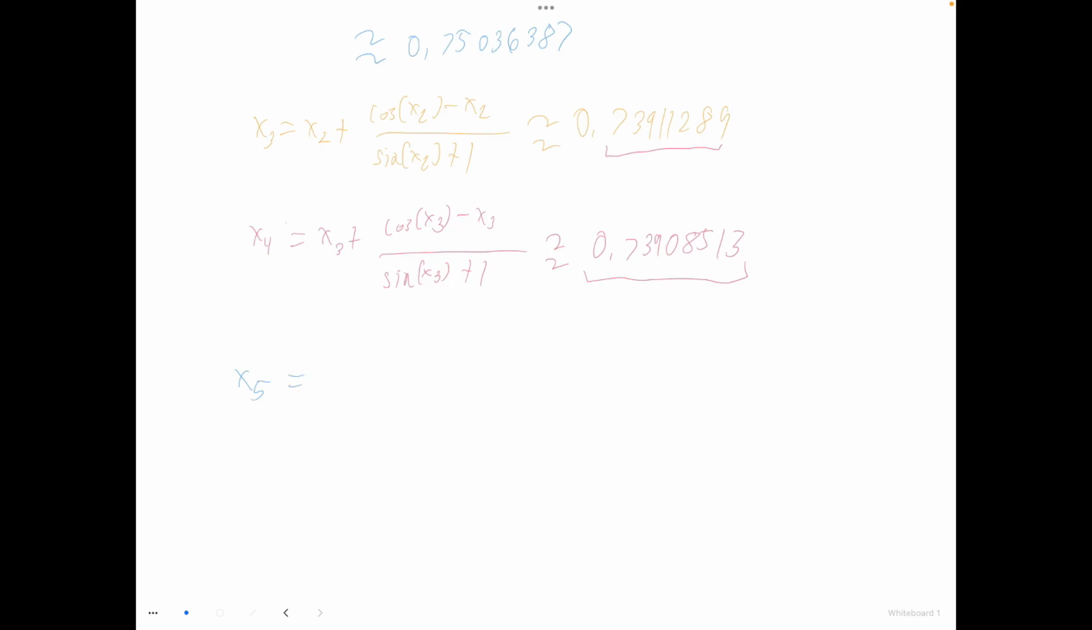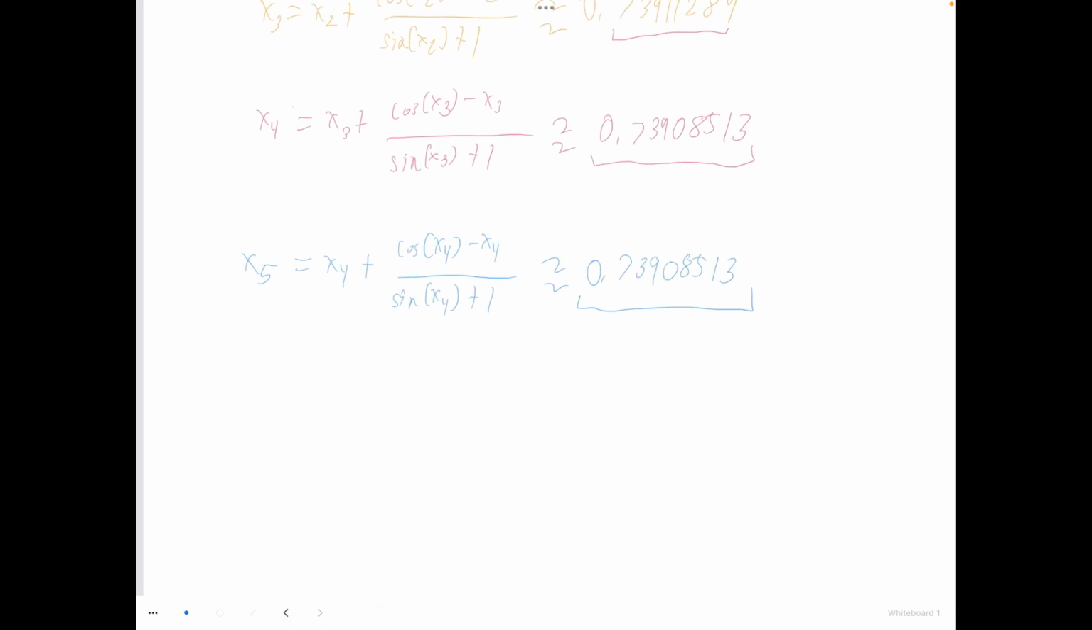And so we have x sub 5 is x sub 4 plus cosine of x sub 4 minus x sub 4 divided by sine of x sub 4 plus 1. This is approximately 0.73908513. And notice that is the same as x sub 4 for the first 6 decimals. In fact, it's the same for the first 8 decimals. And so that is then our approximation.